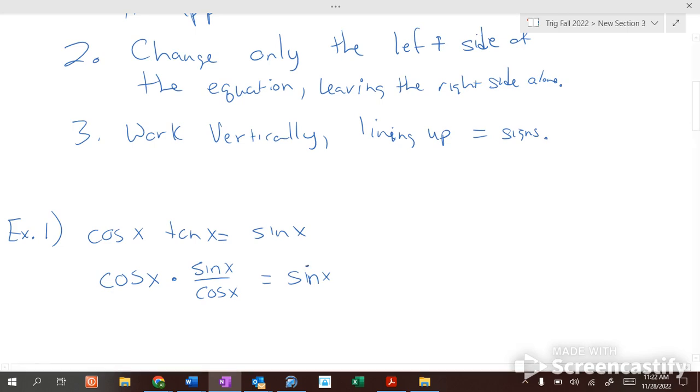And Maggie says cancel the cosines, the end. She's not quite right. We're going to write one more line that the sine of x equals the sine of x. And then we are done. The end.